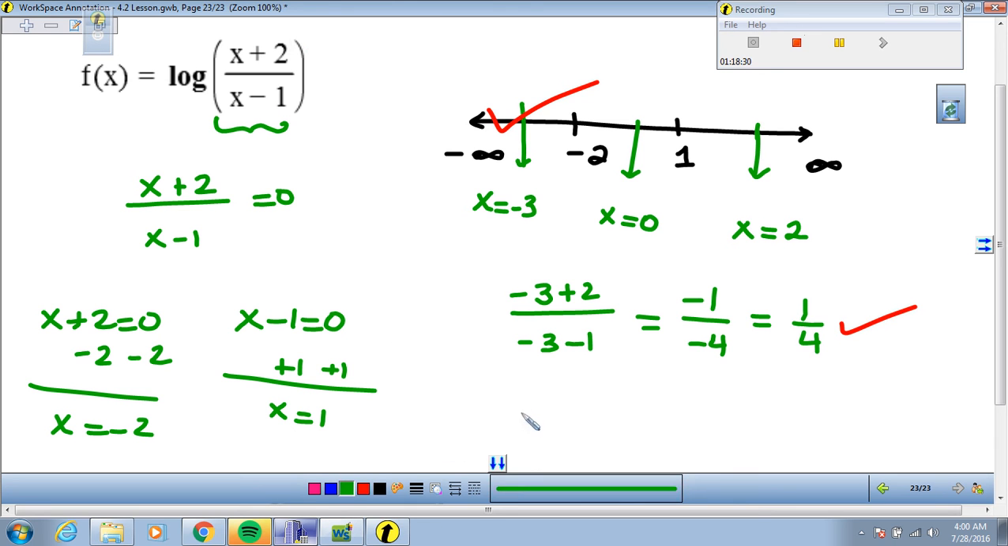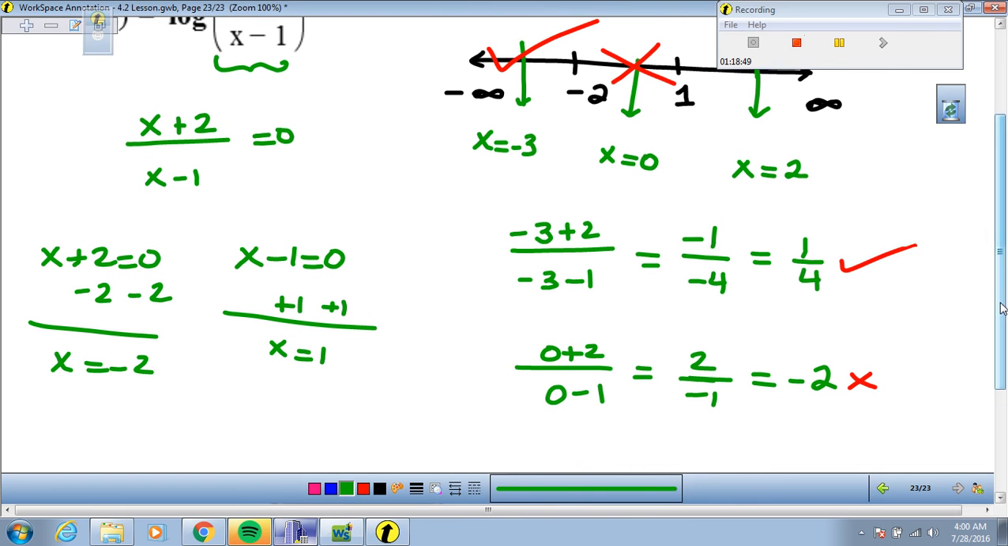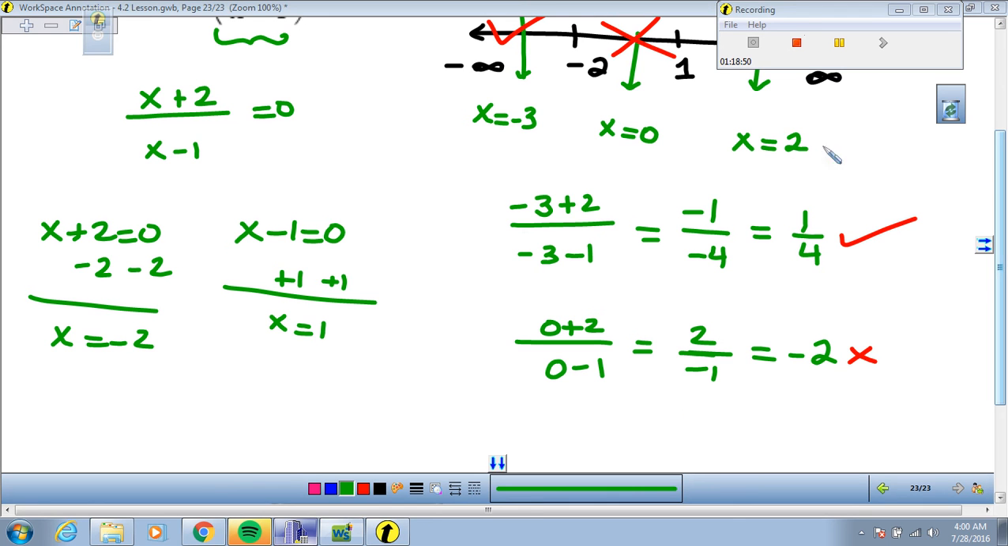Let's do the next substitution. 0 plus 2 divided by 0 minus 1. So 2 divided by negative 1, negative 2. Can I have a negative number? No. So then these numbers do not work. And I'm also going to substitute a 1. I'm sorry, a 2. I was substituting this one. 2 plus 2 over 2 minus 1. 4 over 1, 4. That's okay.